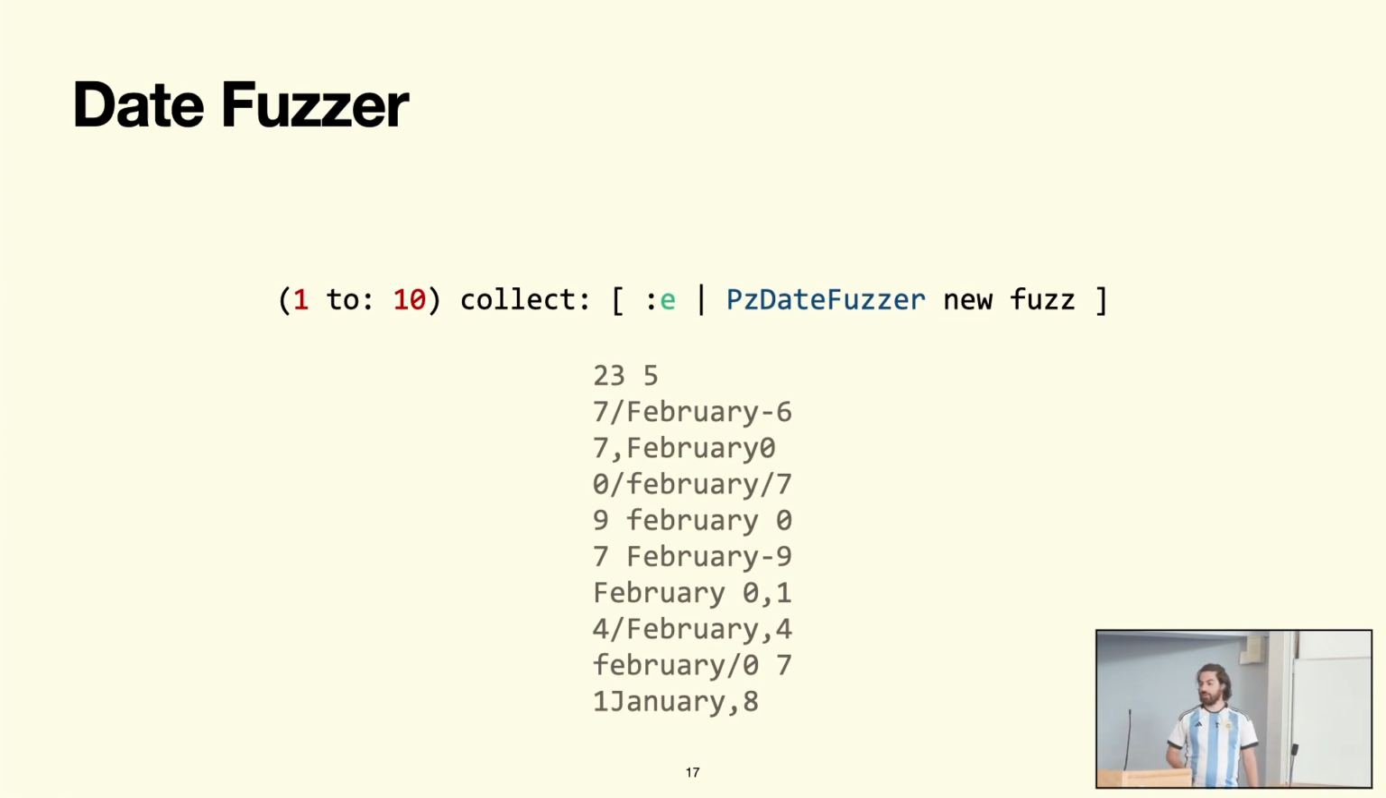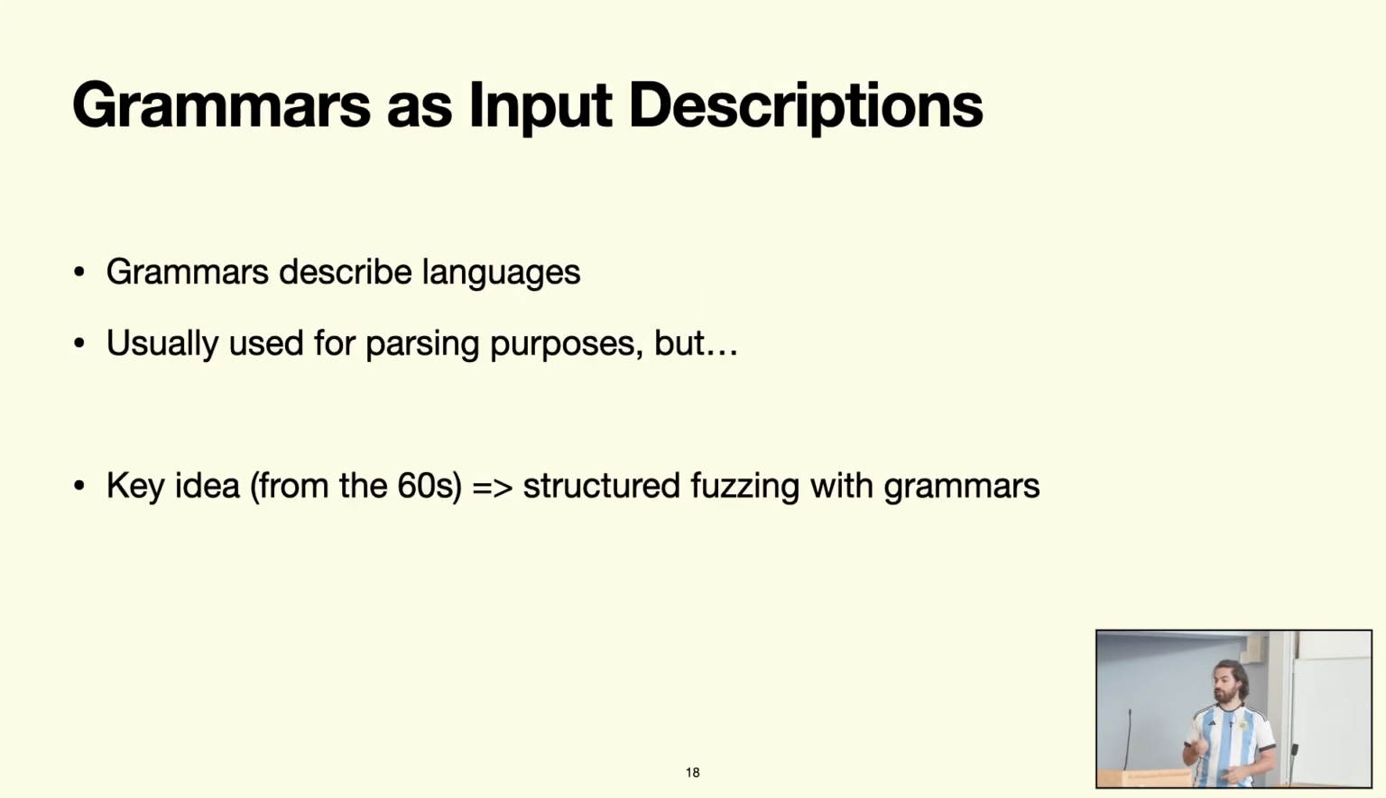And how can we do this? Well, one way to do this is to use, for example, grammars. Probably everybody here knows that we use grammars to parse languages. Well, there is another way to use grammars, which is to generate things, because grammars are actually just a description of a language.